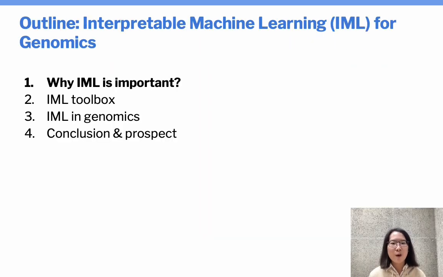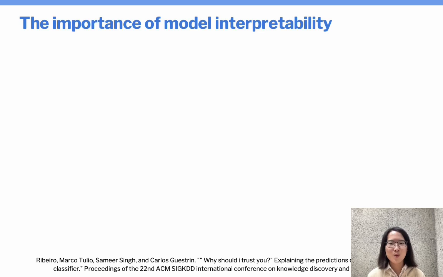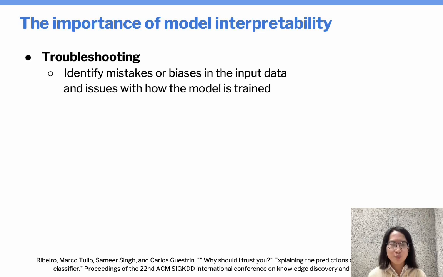Although our AI algorithms nowadays still have a long way to go before reaching AGI level, model interpretability is still of vital importance for research. So, why is machine learning model explainability important? The first reason is that it can help us troubleshoot. Troubleshooting is to identify the mistakes or biases in data or issues with how the model is trained.